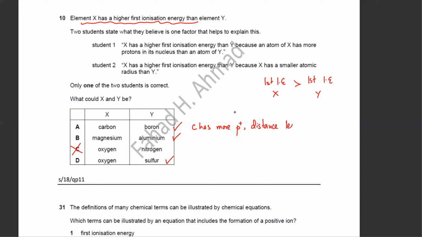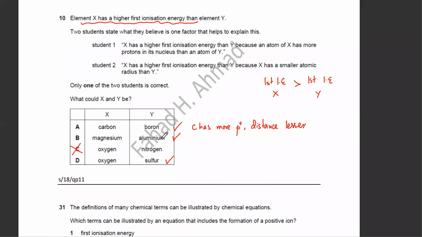Is this clear? Yes. It's basically the atomic radius is lesser, right? Yeah. The atomic radius or distance of the electron from the nucleus is lesser. So I'm going to write down all the reasons. Then I'm going to look at what student 1 and student 2 were saying.